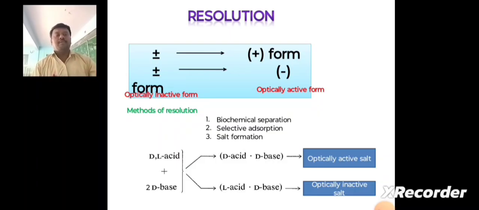When the microorganism is allowed to grow in a solution of racemic mixture, during this process, one isomer is being destroyed, another isomer is being separated. For example, you take a plus minus tartaric acid solution in a beaker. In this beaker, the microorganism Penicillium glaucum is allowed to grow in a solution of plus minus tartaric acid. That Penicillium glaucum destroys plus tartaric acid and minus tartaric acid is being separated.